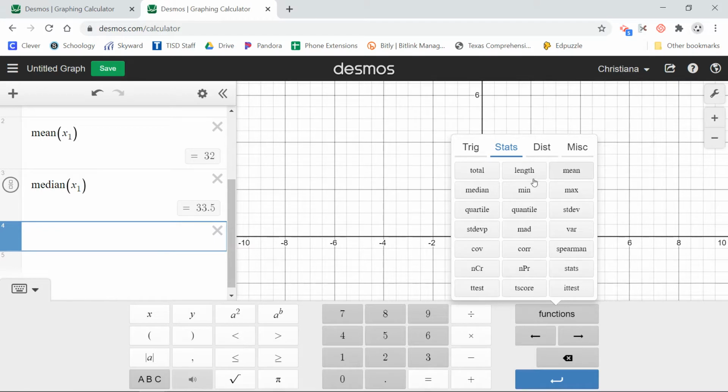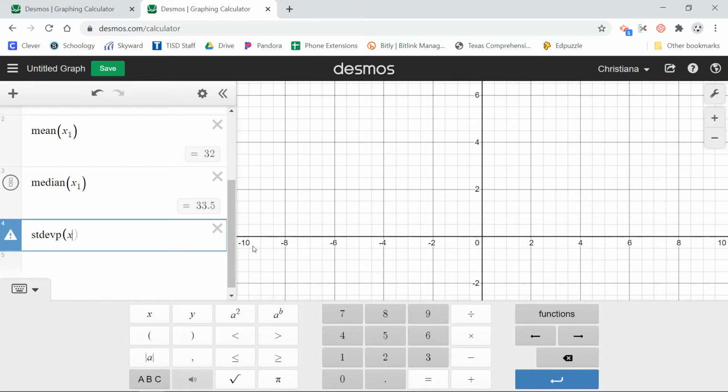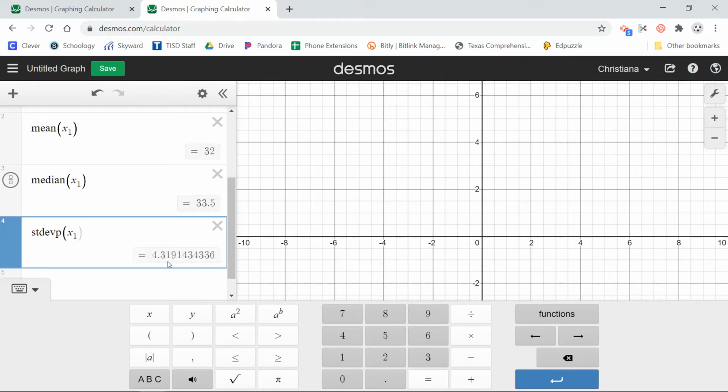Also, you see here median, max, min, quartiles, which we'll use later. So those all are in here. So standard deviation population, and then we just put in X1, and it finds our 4.319, which I rounded to 4.31 or 4.32.